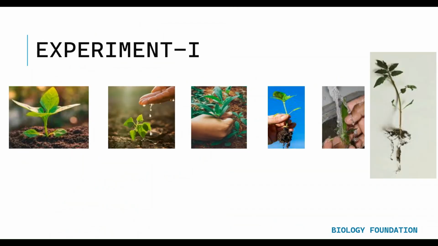Okay. Now, in order to understand this root system and shoot system, you can do a simple experiment at home. What can be done? Take any plant like hibiscus or tulsi plant.